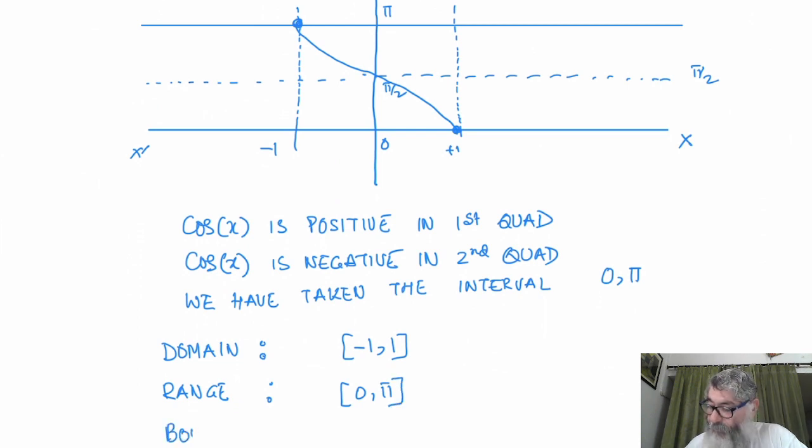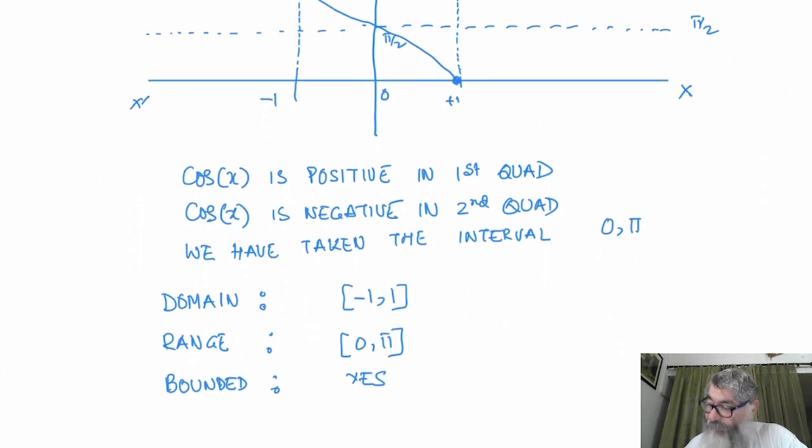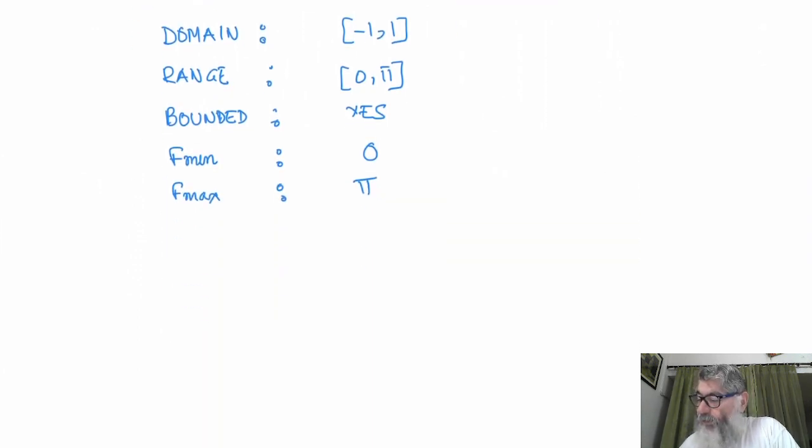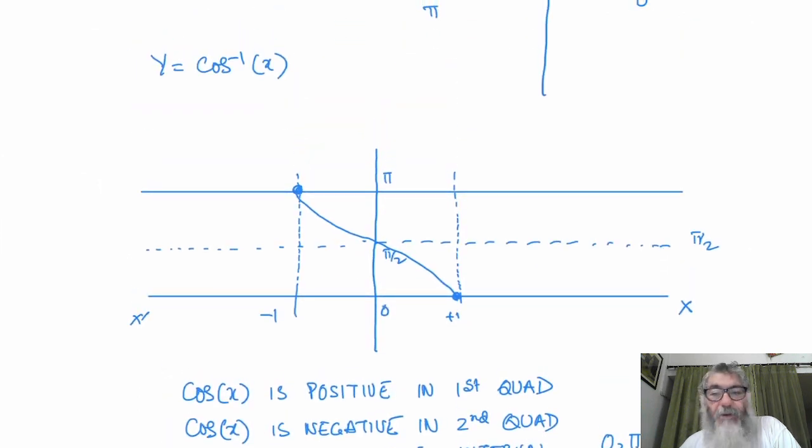Yes, it is bounded because there are two horizontal lines in which it is restricted. What are the minimum and maximum? The minimum value of the function is 0 and the maximum value of the function is pi. So this is about cos inverse x.